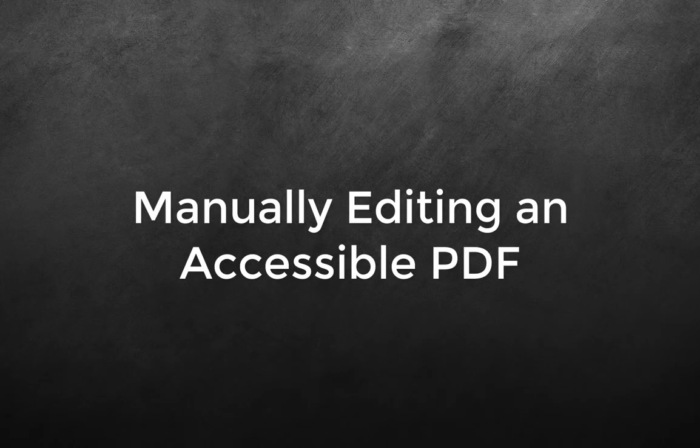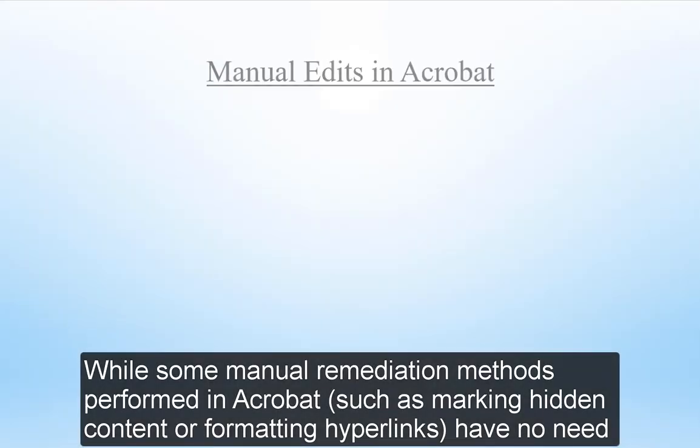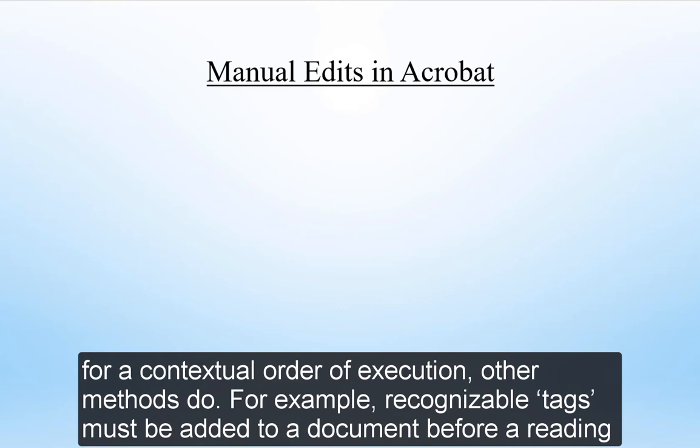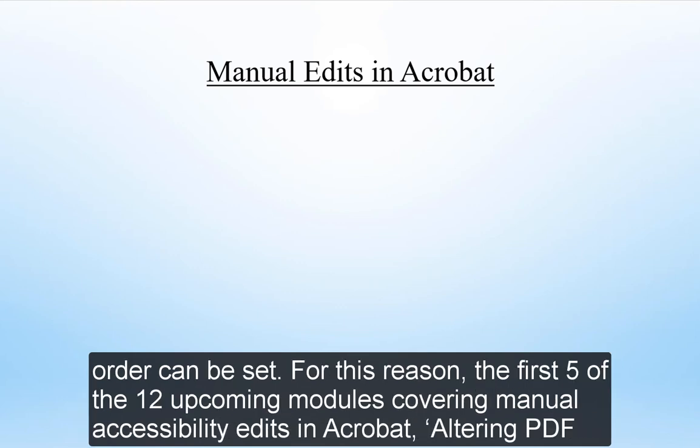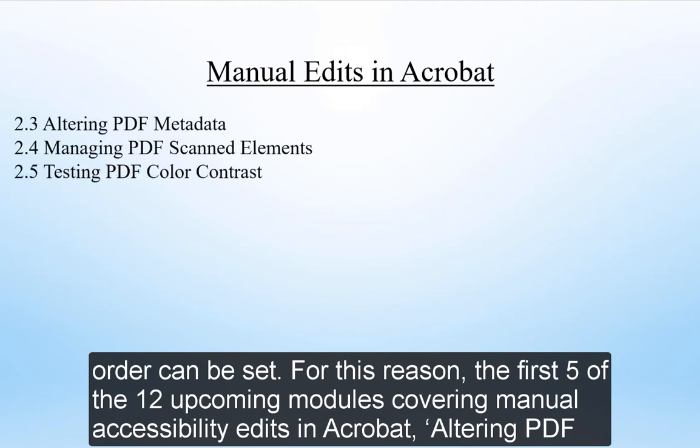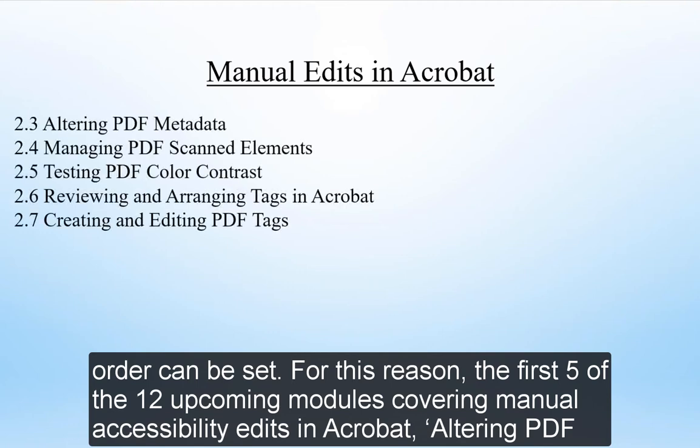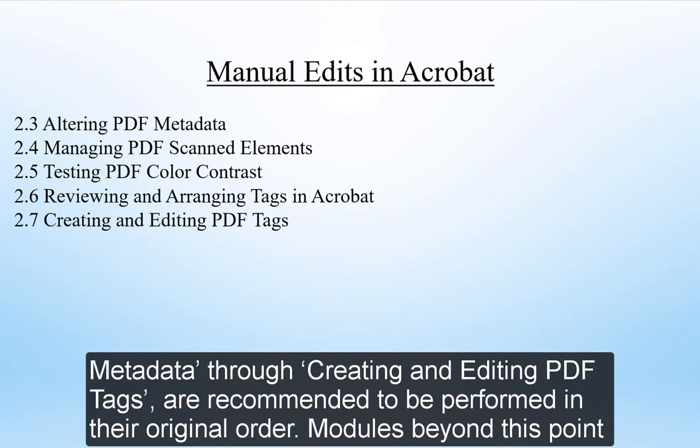Manually editing an accessible PDF. While some manual remediation methods performed in Acrobat, such as marking hidden content or formatting hyperlinks, have no need for contextual order of execution, other methods do. For example, recognizable tags must be added to a document before a reading order can be set. For this reason, the first 5 of the 12 upcoming modules covering manual accessibility edits in Acrobat, altering PDF metadata through creating and editing PDF tags, are recommended to be performed in their original order.